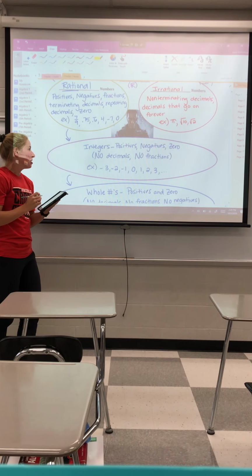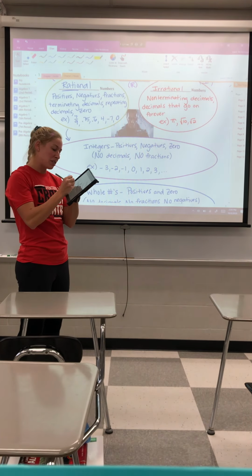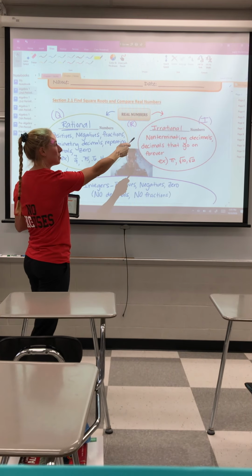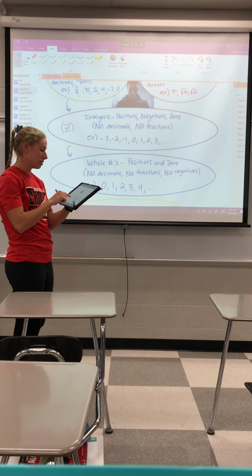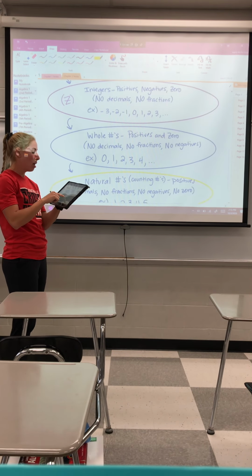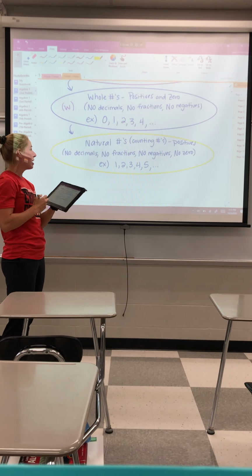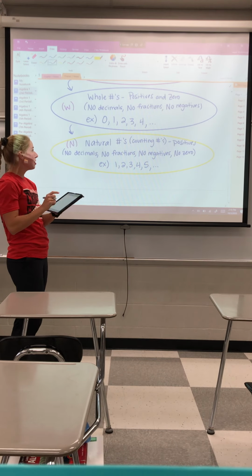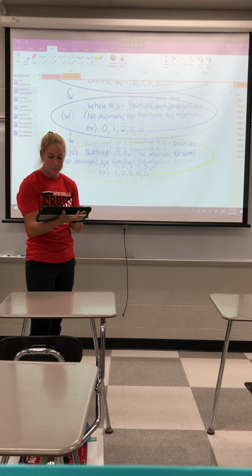Your integers, the abbreviation for integers is a Z. Because obviously, I was already taken for irrational, so we had to get creative and use a different letter to describe integers. Whole numbers, W, and natural numbers, N. Okay? So those are different ways that you can abbreviate the different categories of a number.